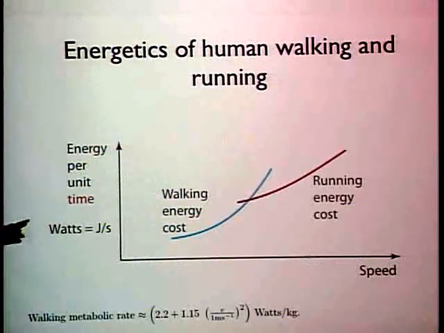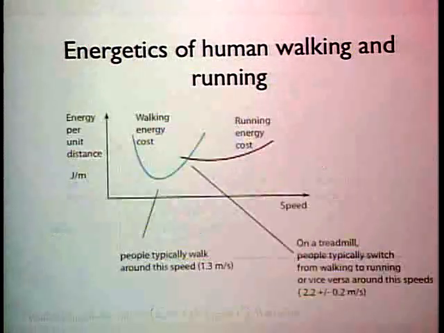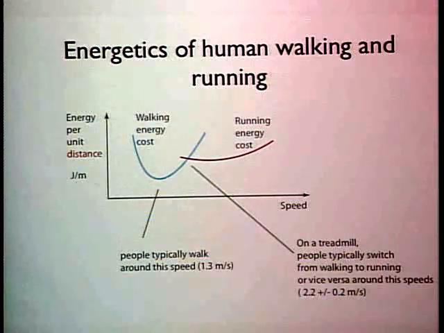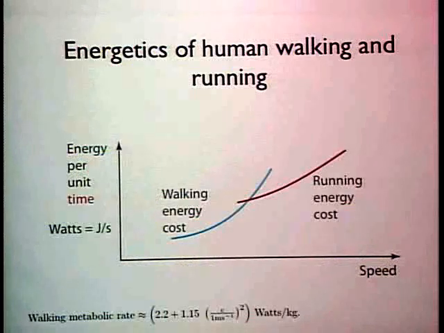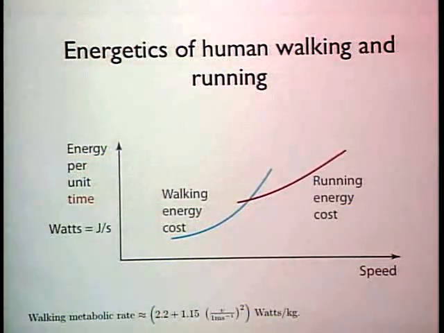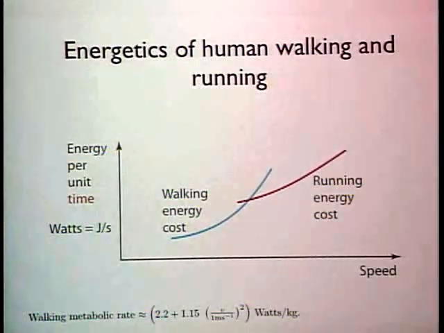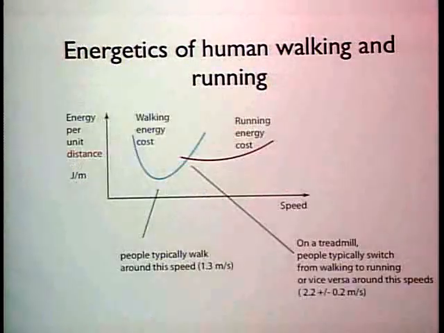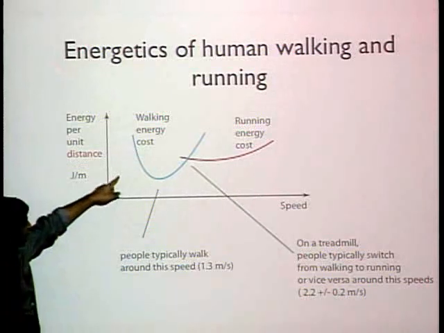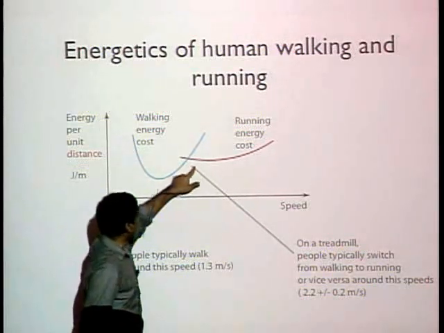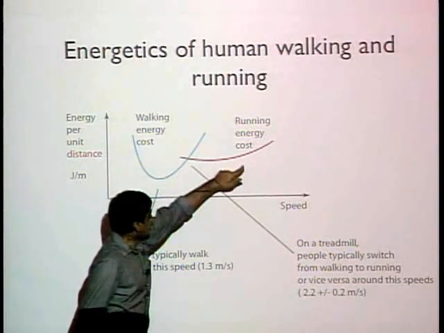So this is energy per unit time. Energy per unit distance actually is obtained by taking the previous slide, the curves on this slide, and then dividing the curve by velocity. You get energy per unit distance. And typically these curves have minima, like so.